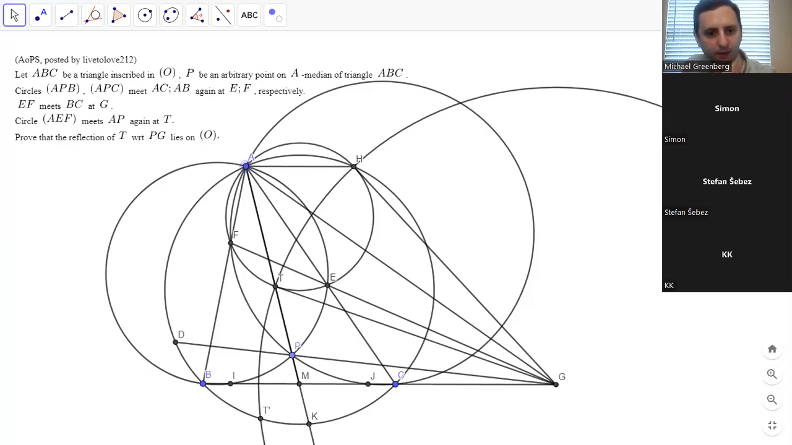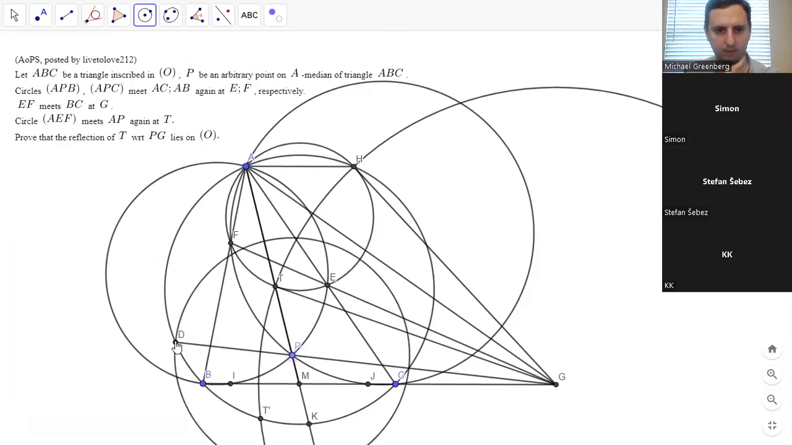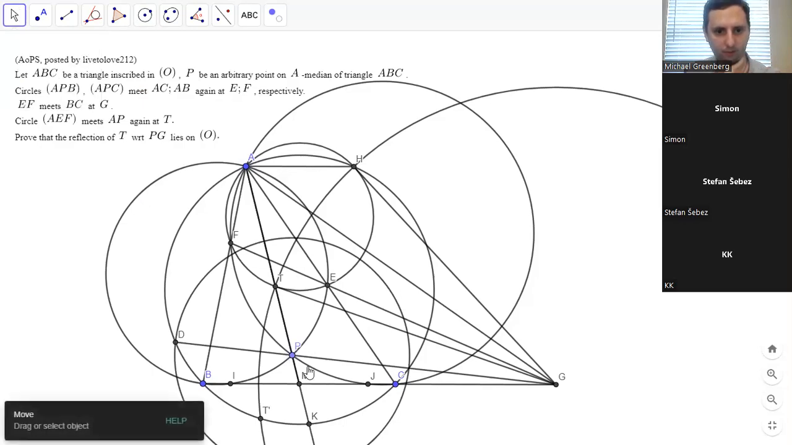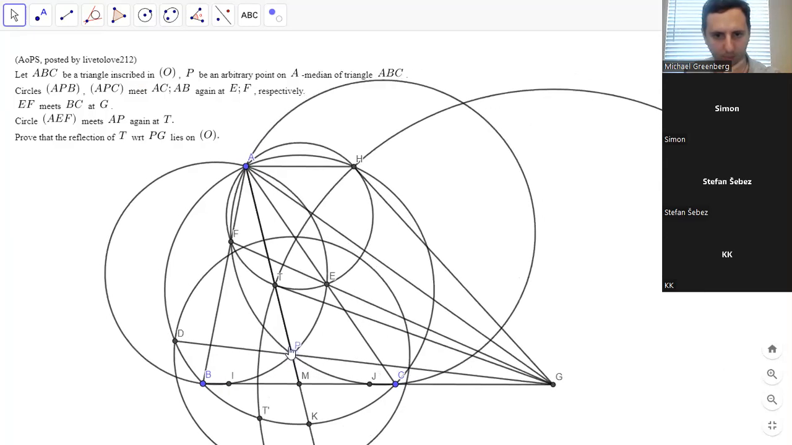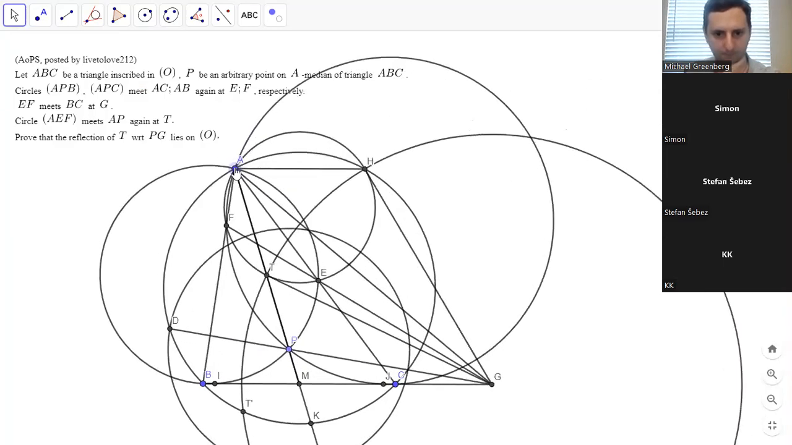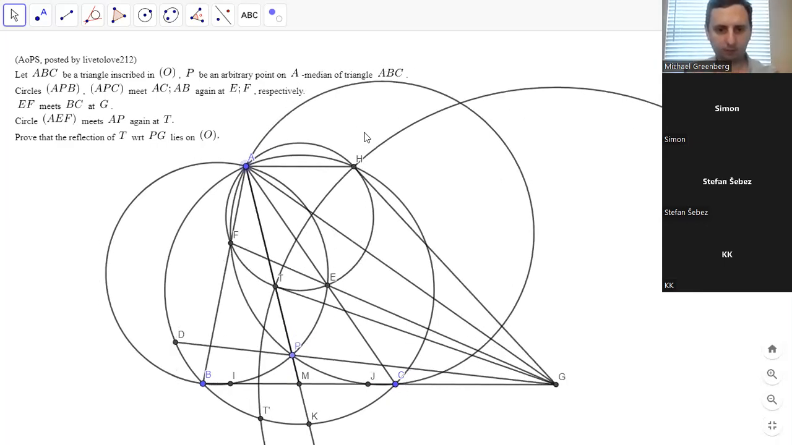So if we could show PT equals PT prime, that would prove it. And maybe P is also the midpoint of this chord. Let's see. Not sure about that. Kind of looks like it, right? Yeah, it looks like P is also the midpoint of this chord. Maybe butterfly theorem or something? I don't know.